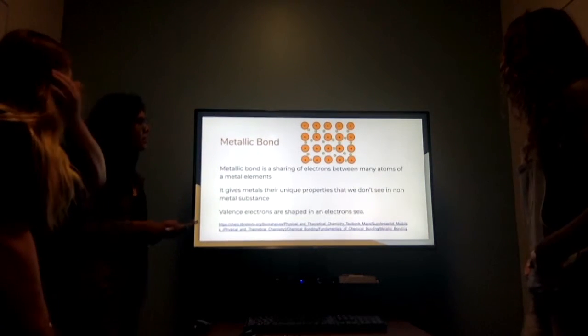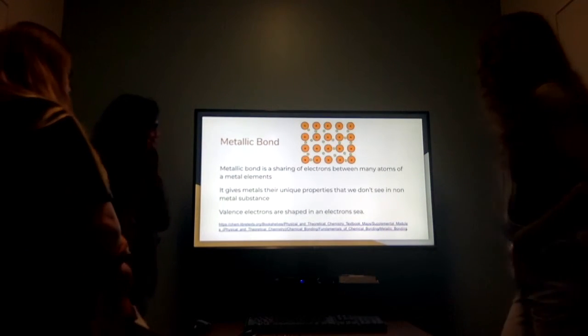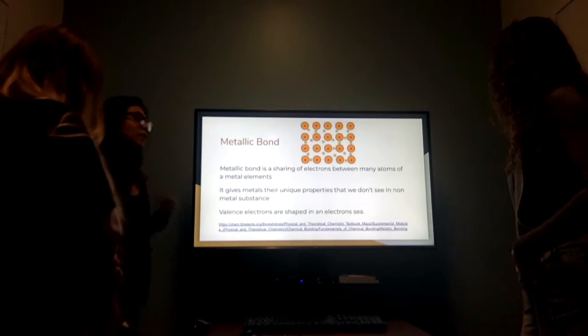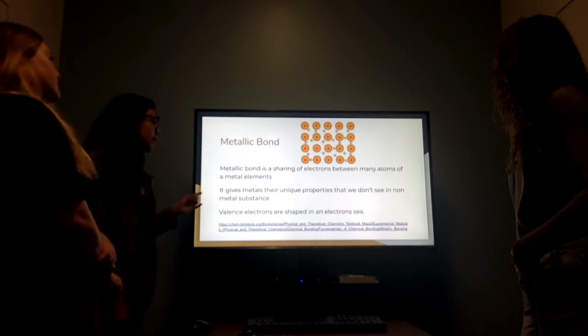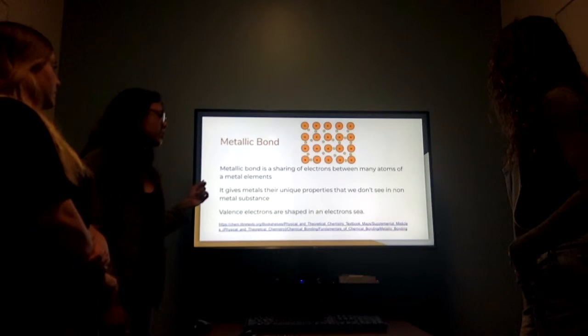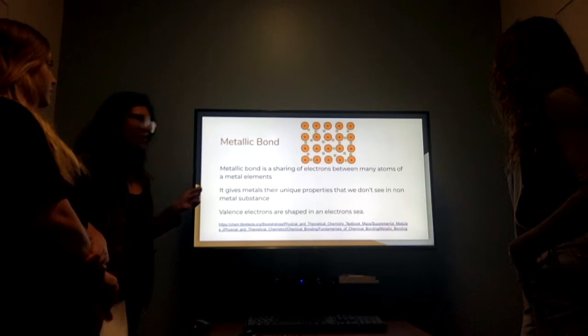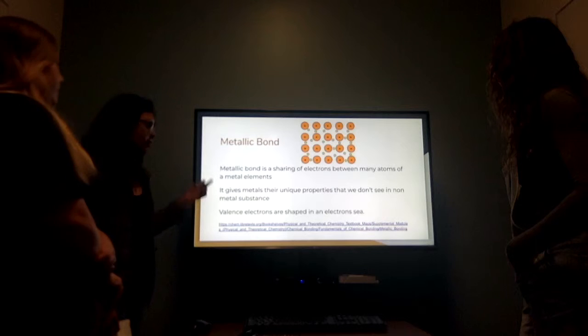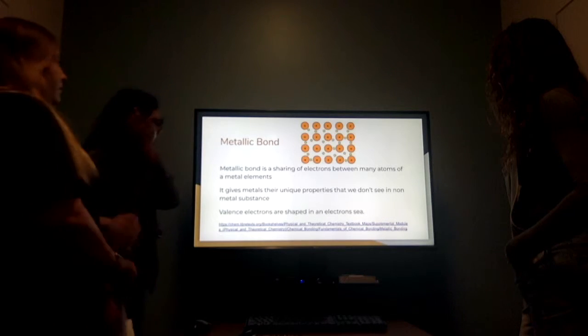Okay, and the last one is metallic bond. Metallic bond is a sharing of electrons between many atoms of metal elements. It gives metals their unique properties that we don't see in nonmetal substances, and valence electrons are shared in an electron sea.